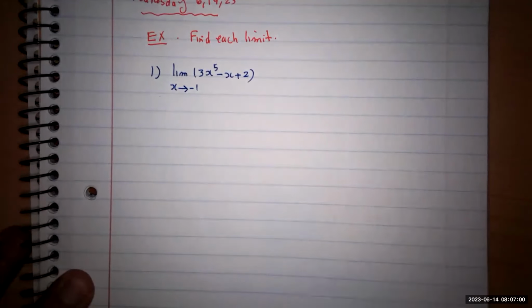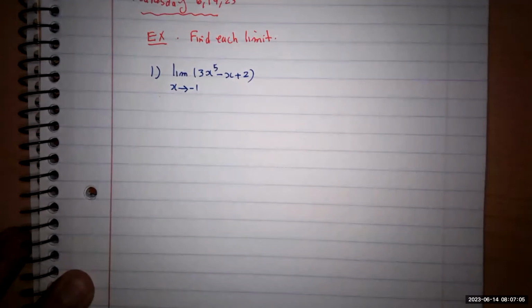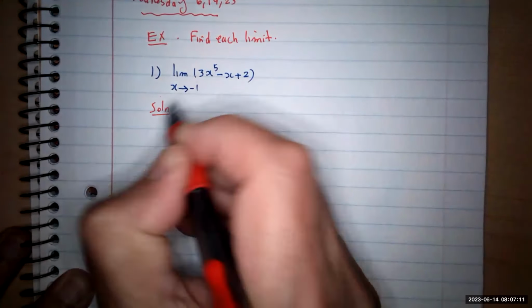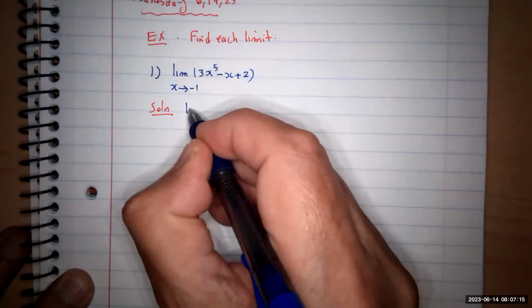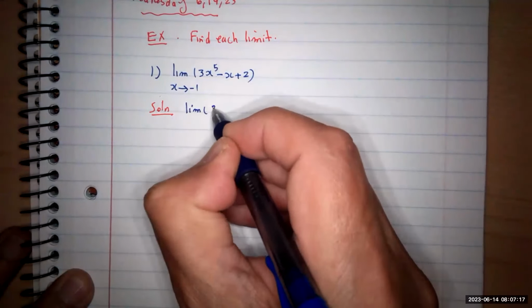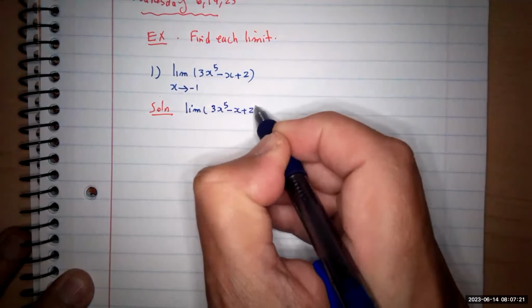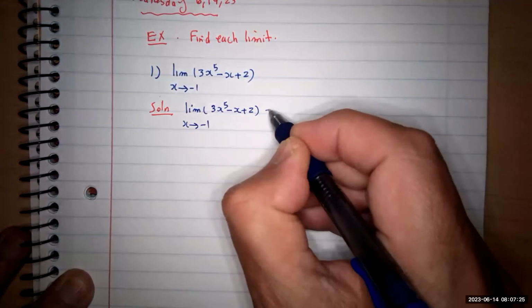We talked about it. This is a polynomial function because it's a combination of powers of x. So to find the limit, we're just using direct substitution. The solution is going to be, starting with the function, I want to find the limit of 3x to the 5th minus x plus 2 as x goes to -1. So substitute carefully.